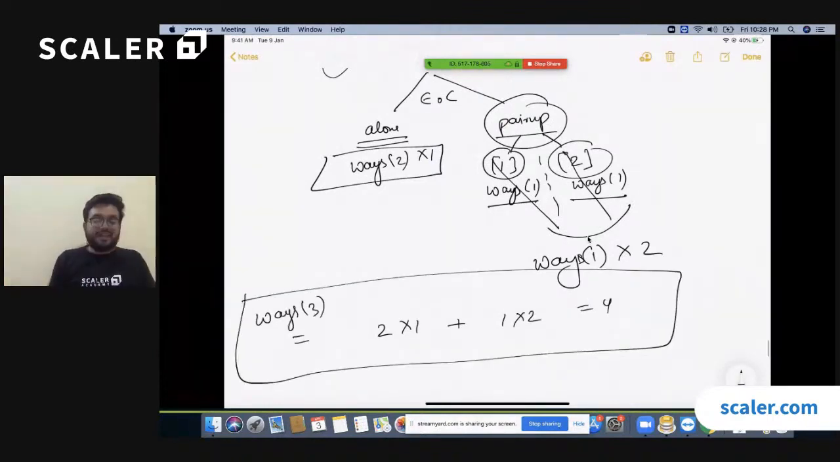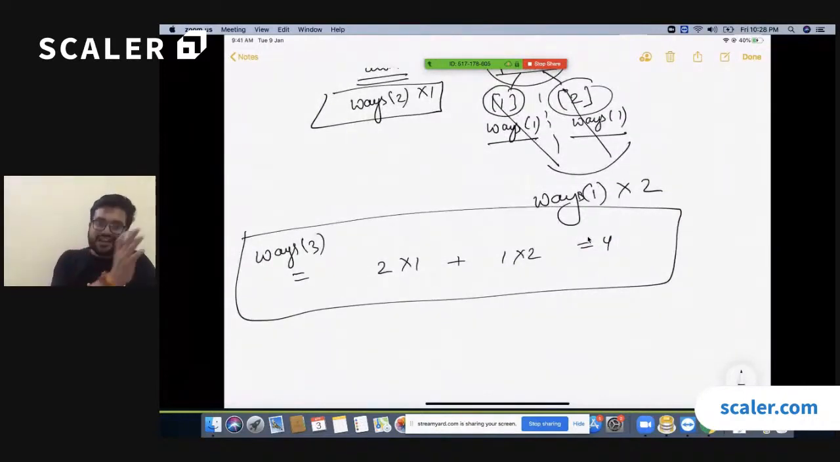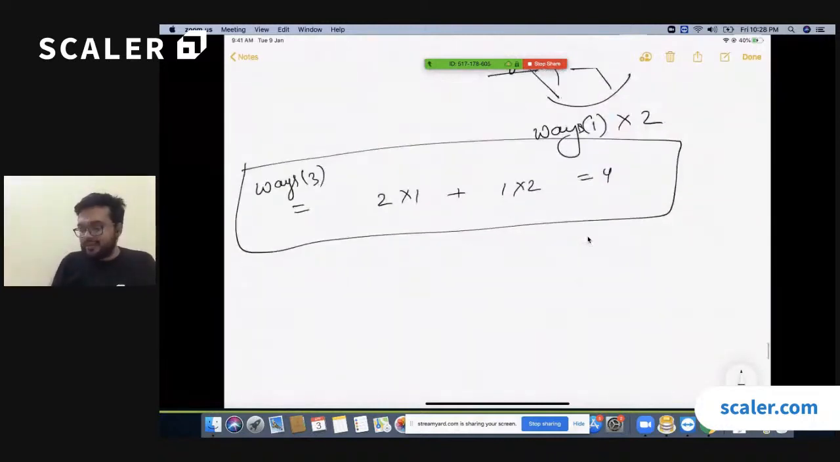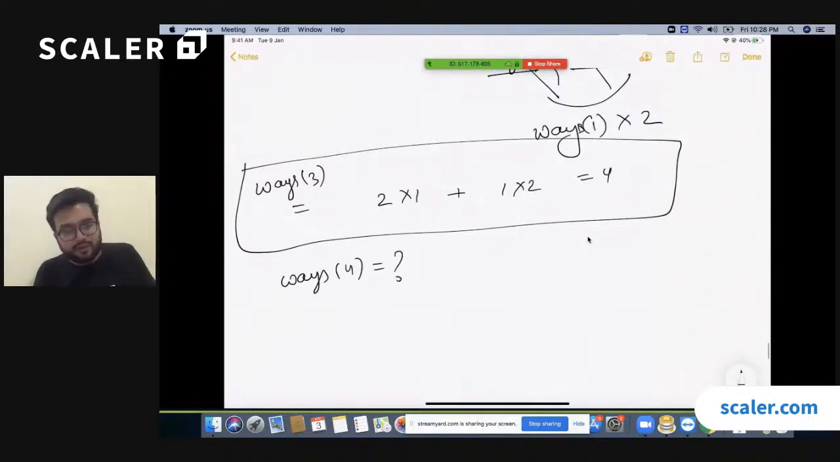So everybody, please appreciate how we are tabulating. We started with the base cases, W1, W2. We now came to W3 using those two answers. Let me now compute the answer for 4 as well. Okay. How can I compute the answer for 4?